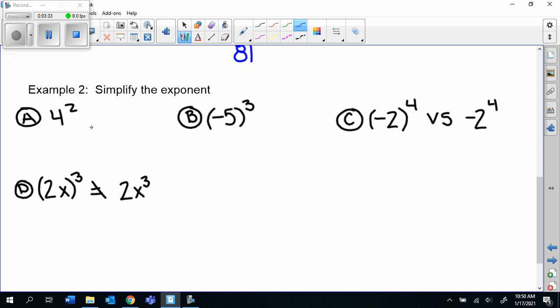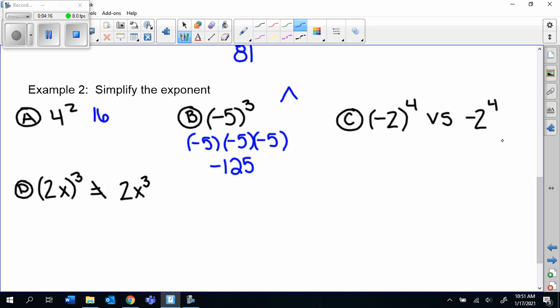So we're going to continue to simplify here below. 4 squared means 4 times 4, and so the answer would be 16. -5 inside the parentheses to the third power means -5 times -5 times another -5. Since we have an odd number of negatives, my answer is going to be negative, so -125. If you're using your calculator, you want to look for the caret.